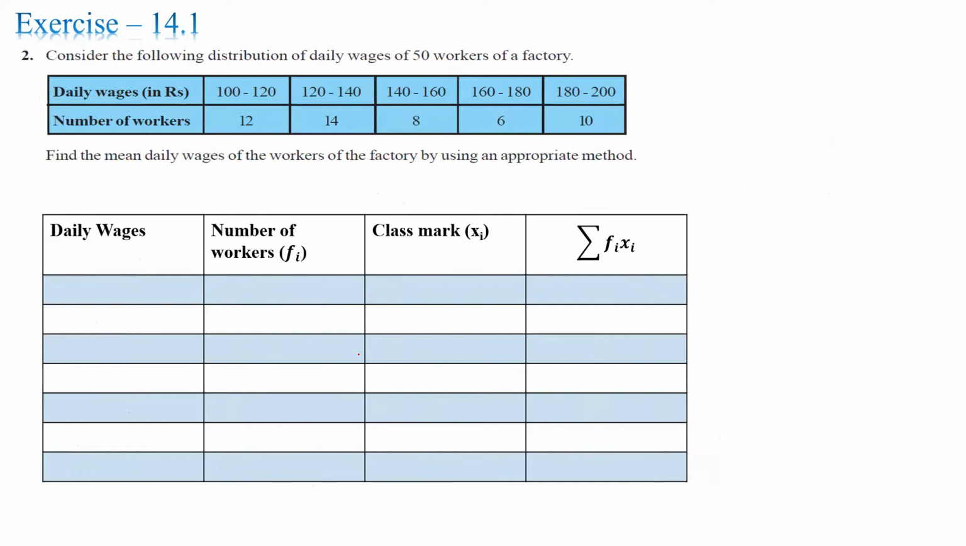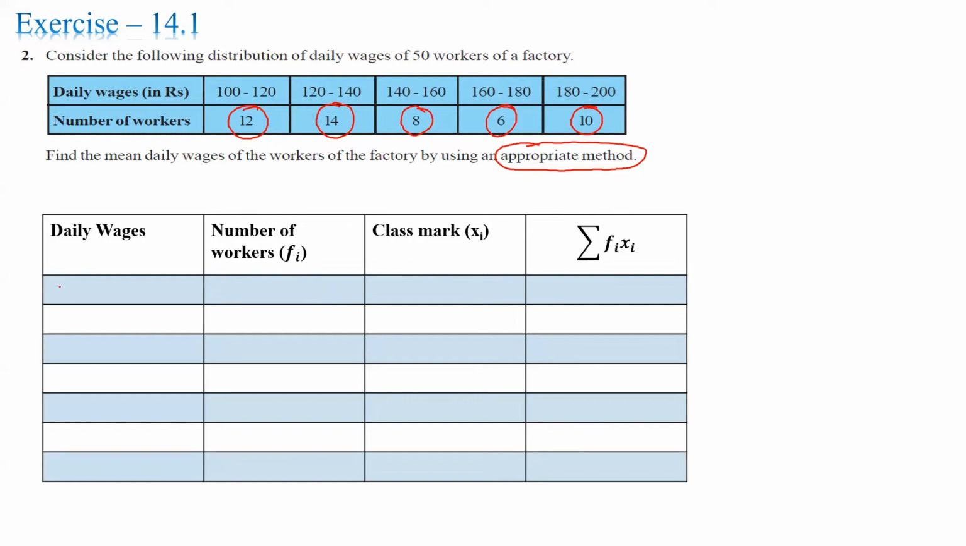Now in the next question, we have to calculate the mean with the help of an appropriate method. We can use either the direct mean method or the assumed mean method, that is our choice. Daily wages are given, and in each daily wage range, a certain number of workers are there. In the first range, 100 to 120, 12 workers are there. In the second range, 120 to 140, 14 workers. In the next range, 8 workers. In the next range, 6 workers. And in the last range, 180 to 200, there are 10 workers.